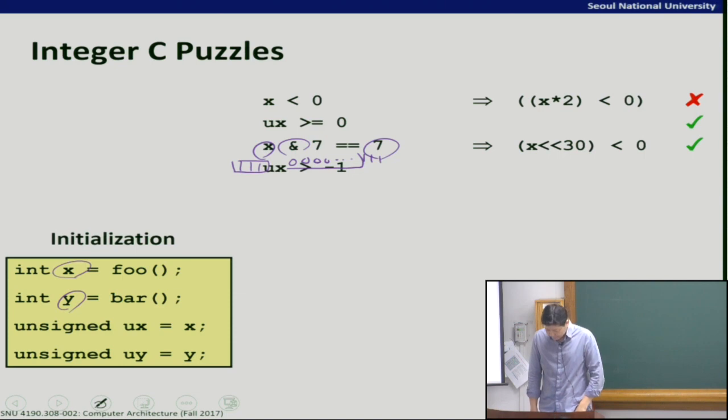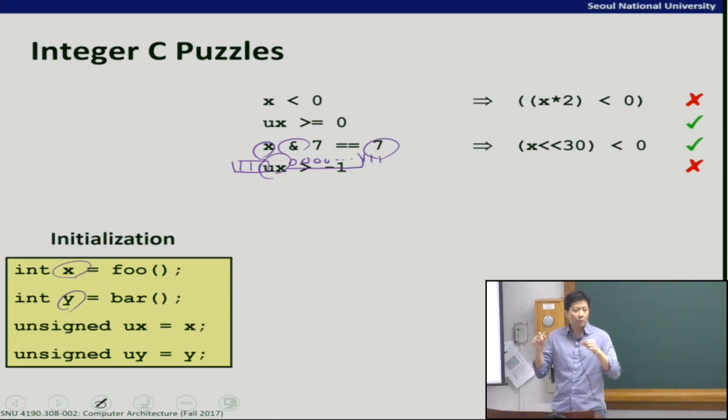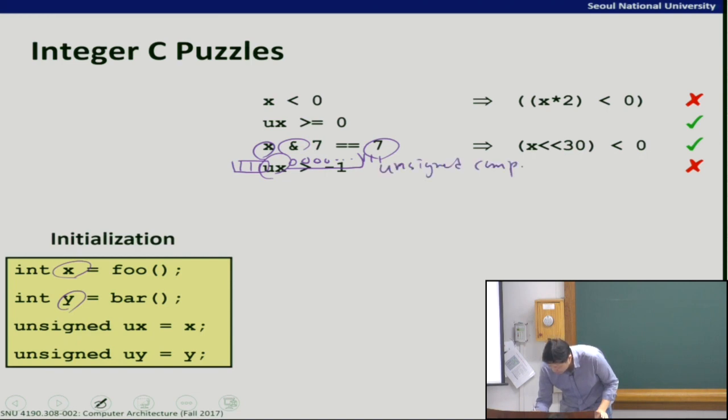Next, ux is greater than or equal to -1. This one is actually not true. If you compare an unsigned number with a signed number, we first cast the signed number to unsigned. So this -1 becomes a really huge positive number. The comparison is actually unsigned, so this one doesn't hold.